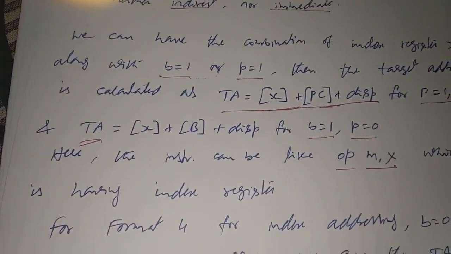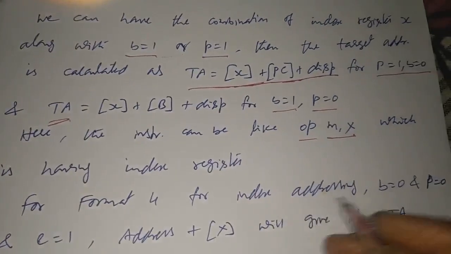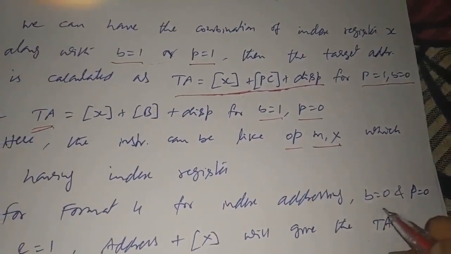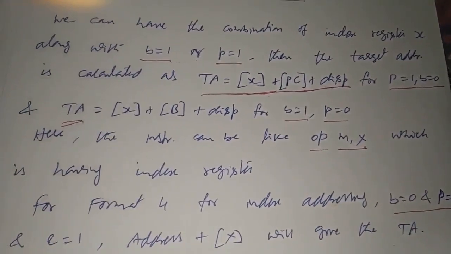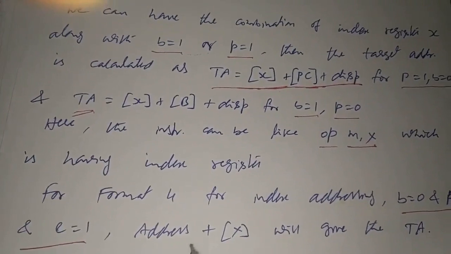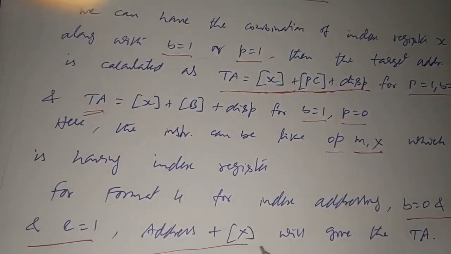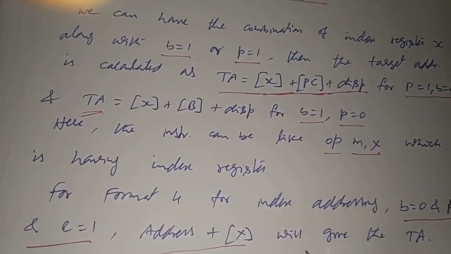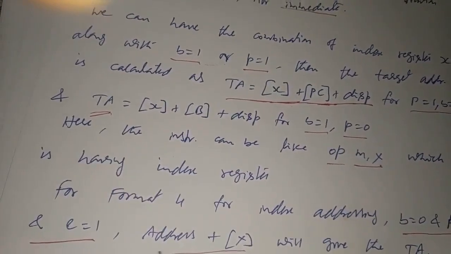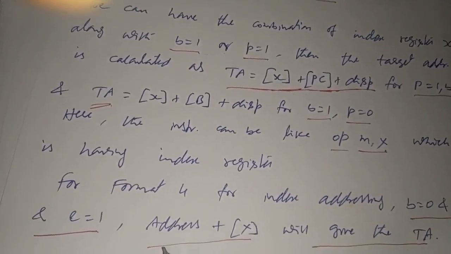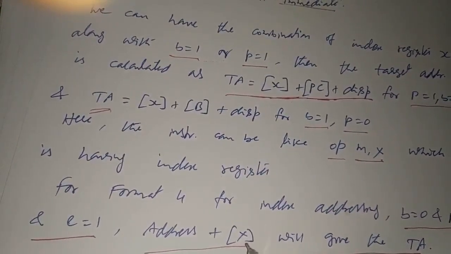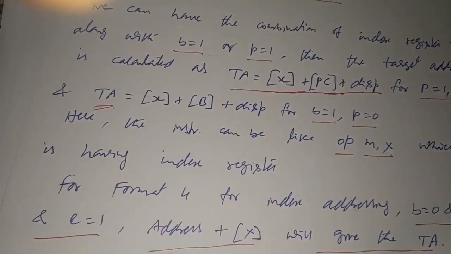For format 4, the index addressing, that is B is equal to 0 and P is equal to 0 and E is equal to 1 because it is format 4. Address plus contents of X will give the target address. Why is this address? Because directly we have to consider the address, not the displacement, for format 4. That is added to the contents of register X.